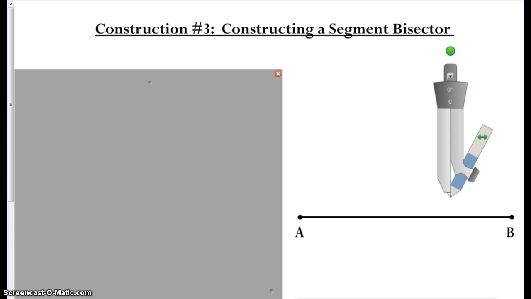Alright, let's move on to our next construction. We are constructing a segment bisector. Remember we just learned the word bisect means to cut in half. And segment is this line you see in front of you. So we're going to cut this line in half by just using a compass and a ruler. I know it sounds like a magic trick, but I promise it's not.